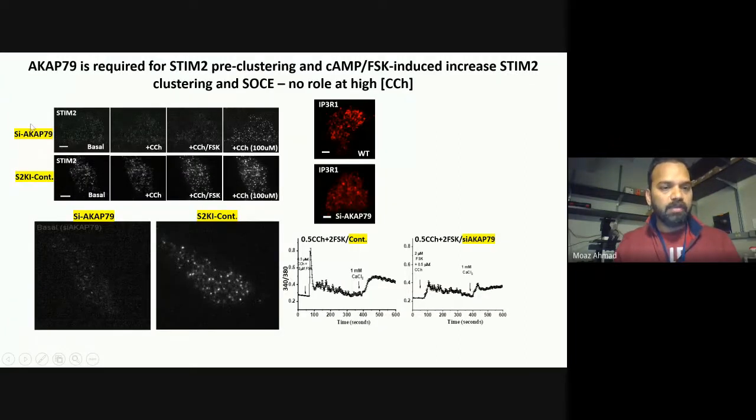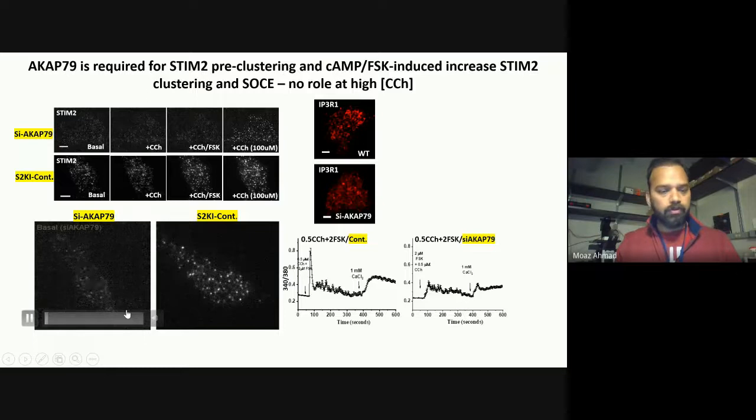Knocking down AKAP79 in the Stim2 knock-in cell line causes a substantial reduction in the Stim2 clusters, and there is no increase with 0.5 micromolar carbachol. In the synergistic stimulus, there is no substantial increase of Stim2 clustering compared to what we see in the control. But when we put 100 micromolar carbachol, which is quite a high agonist concentration, it is able to bring Stim2 clustering back very close to what we see in the control.